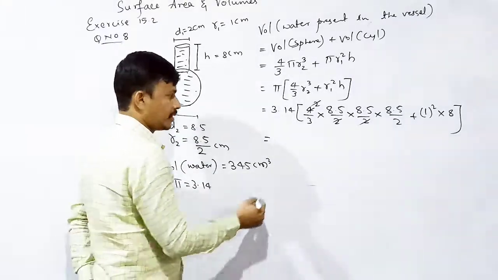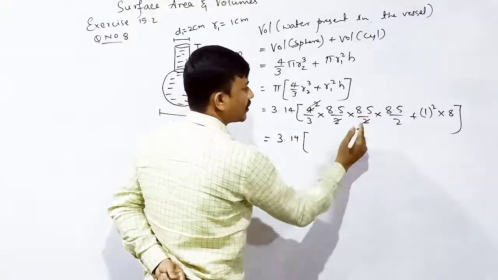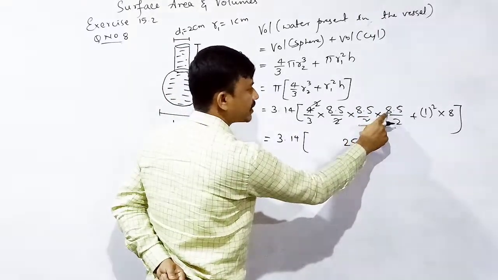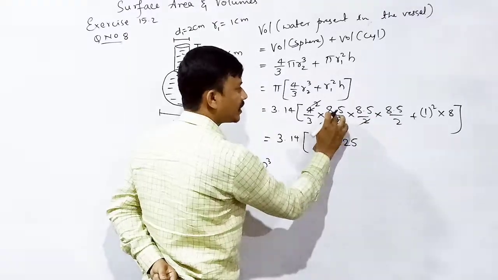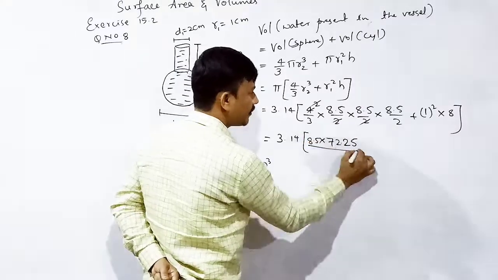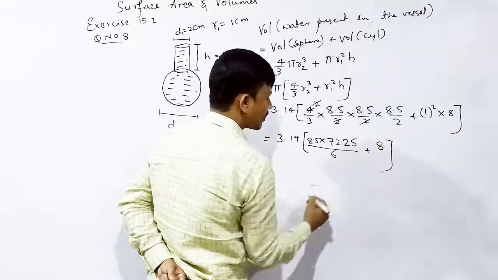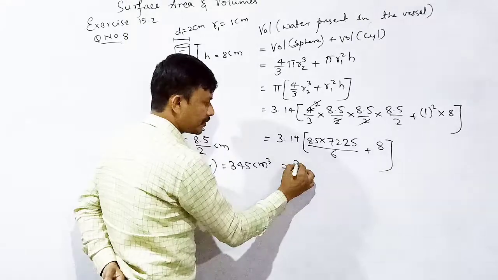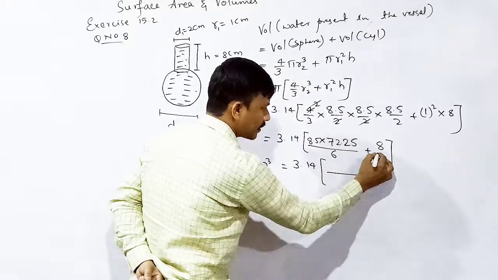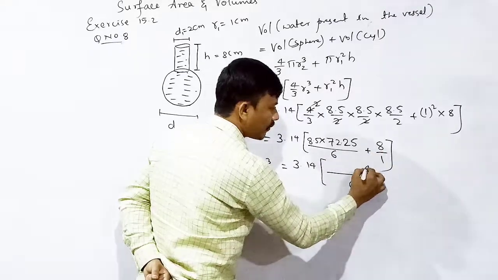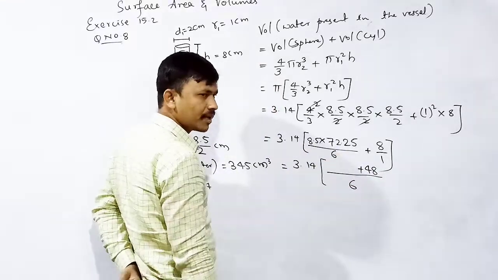This is equal to 3.14 in bracket, 5 5s are 25. After 8, what is the number? 9. 8 9s are 72 point, into what is remaining here? 8.5 divided by 6, plus 8 ones are 8. This is equal to 3.14 in bracket, divided by 6, divided by 1. 6 8s are 48 plus multiply 85 into 7225.